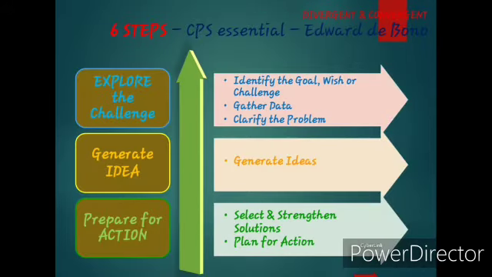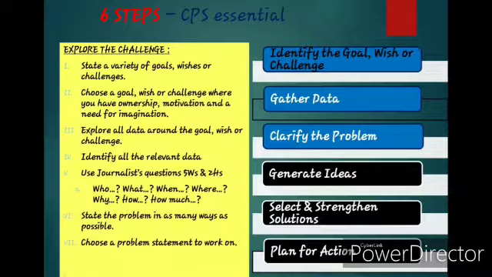After that, I will tell you about the 6 steps of CPS, which is Creative Problem Solving by Edward de Bono. The 6 steps of CPS are: first, identify the goal, wish or challenge; second, gather data; third, clarify the problem; fourth, generate ideas; fifth, select and strengthen solutions; and the last, plan for action. For the first three, we must choose our goal after we list a lot of wishes. Then, we need to identify all the relevant data. And lastly, we need to choose a problem statement to work on.